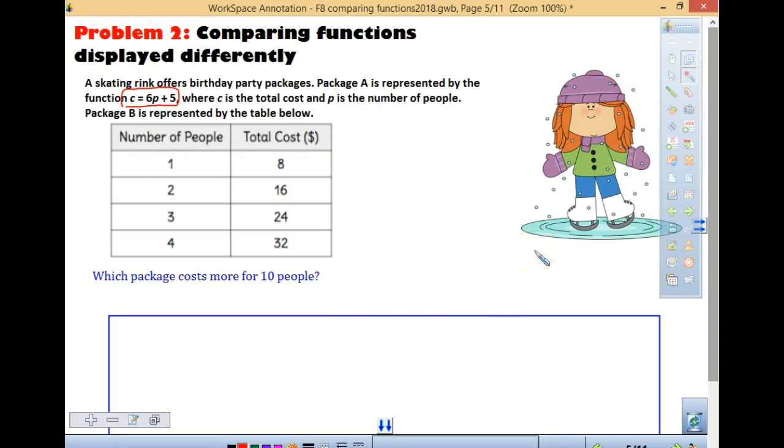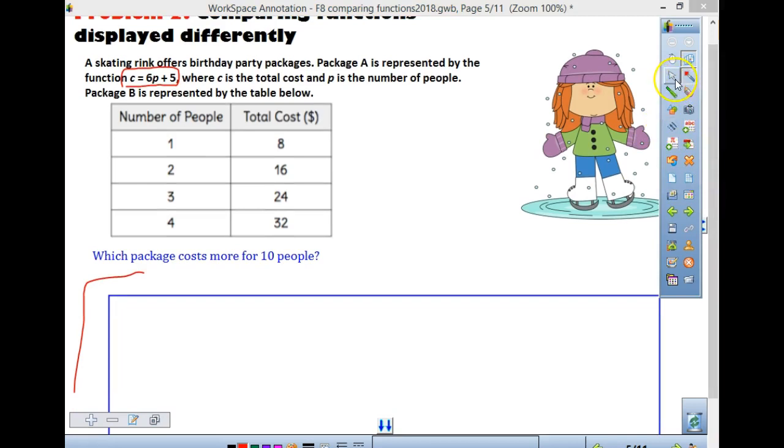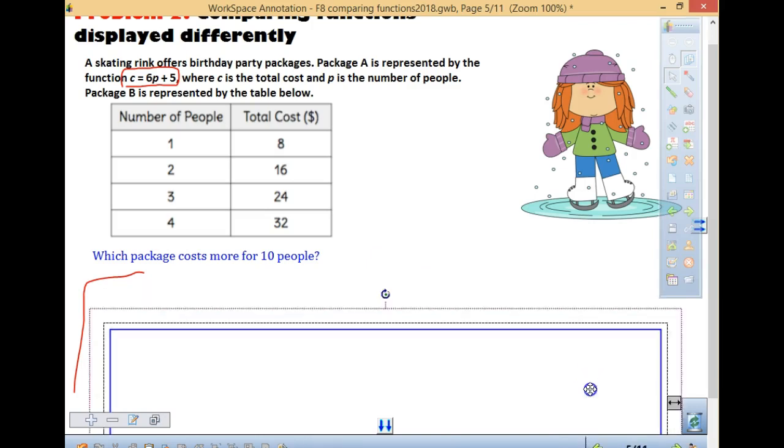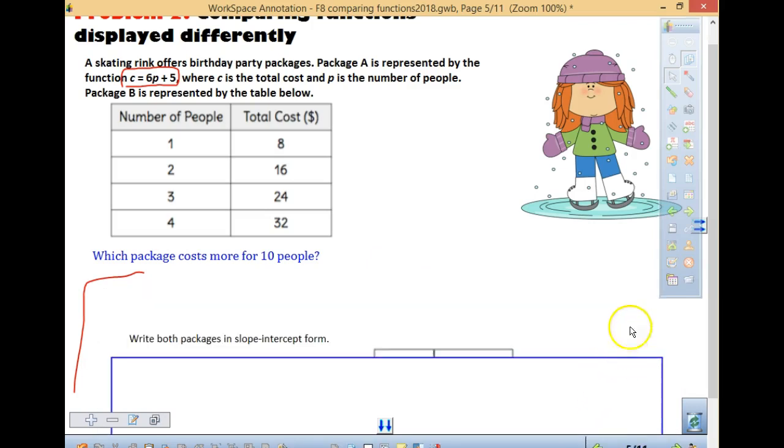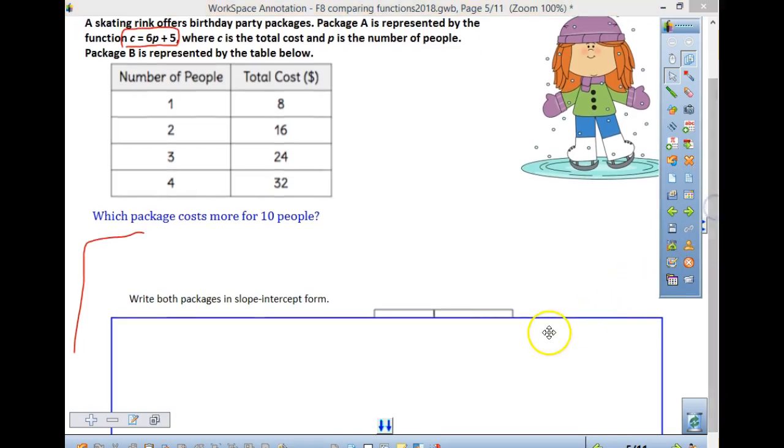So in this case, they're asking us which package, top of the next page, is going to cost the most for 10 people. Now, first thing, if we are looking at both of these, what I want you to write on your paper is this information that's right down here. Can we write an equation for package B? We're going to write them both in slope-intercept form. So write both equations in slope-intercept form.